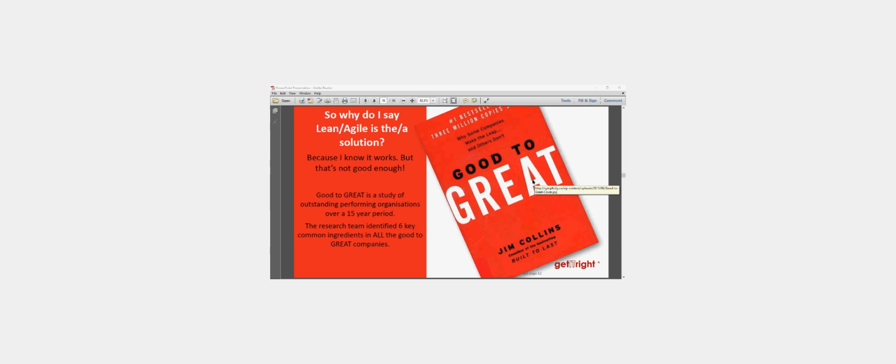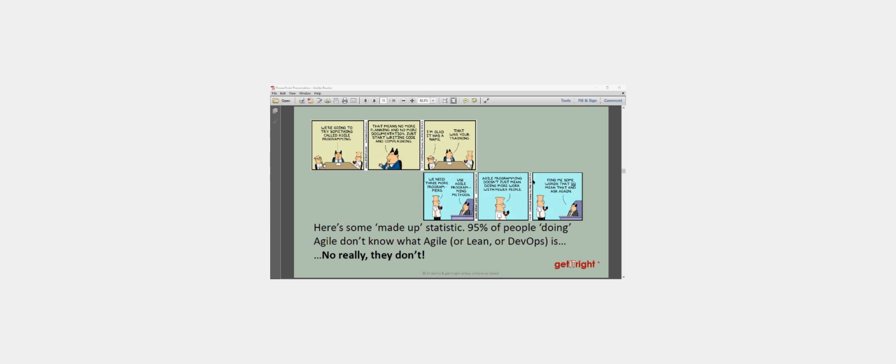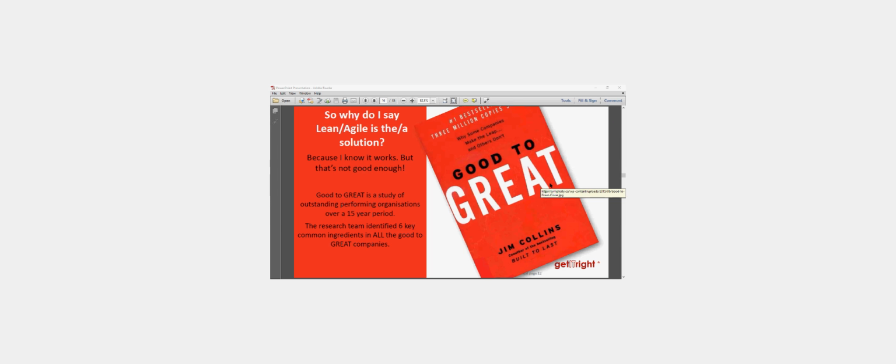So here are some made-up statistics for you. 95% of people doing Agile don't know what Agile, or for that matter Lean or DevOps, or any of the frameworks that are based on Lean, is all about. So why do I say Lean and Agile thinking is a solution? Well, the first reason is because I know it works, but apparently that's not good enough.